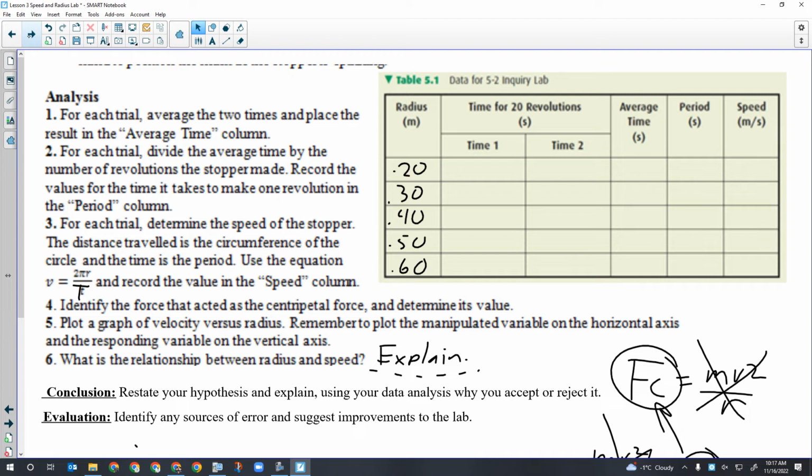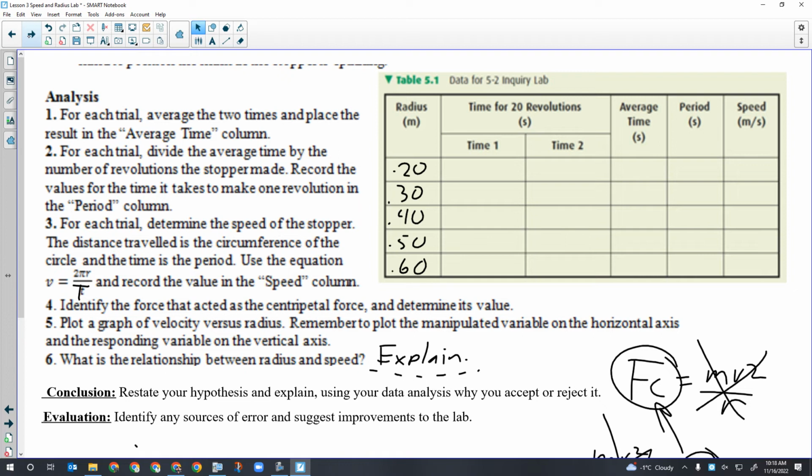Once they're pretty consistent, the timer can choose a starting point and say, all right, start, and then start counting. 1, 2, 3, 4. When you get to 20, stop the timer. Now that's the time for 20 revolutions. Period is the time for 1. So what will you have to divide that number by? 20. Perfect.